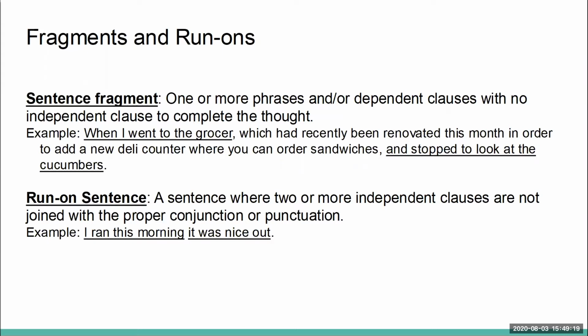The reason this is a run-on is because I ran this morning is a full, complete thought with a subject and a predicate. It was nice out is also a full, complete thought with a subject and a predicate. One way we could fix something like this is simply put a period after morning and capitalize the I in it, so it becomes two separate sentences. I ran this morning. It was nice out. There are also ways you could fix it with conjunctions, like I ran this morning because it was nice out.